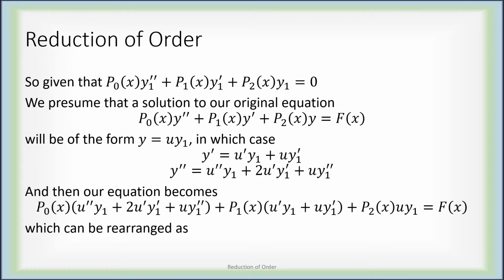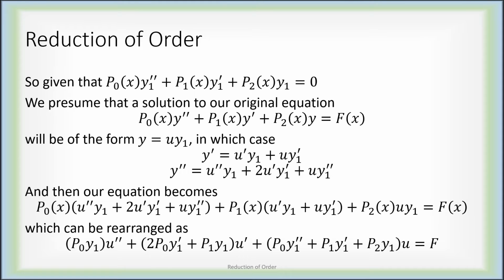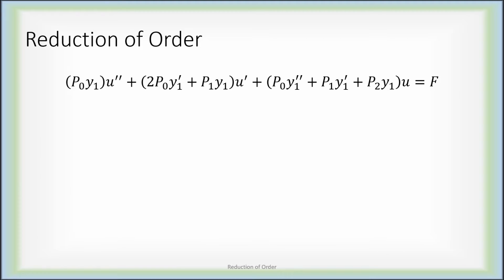So if we rearrange some terms, we can write it as follows. Notice now they've been grouped by what derivative of u they are multiplying. So something times u'', something times u', and something times u equals F. So here is our expression written in a way that makes it look like a differential equation in u. Something times u'' plus something times u' plus something times u equals F.